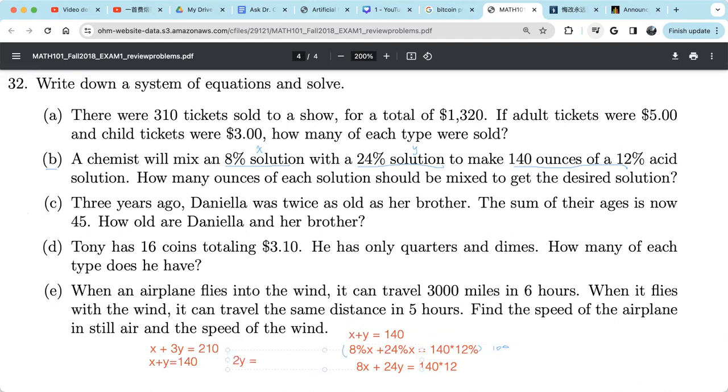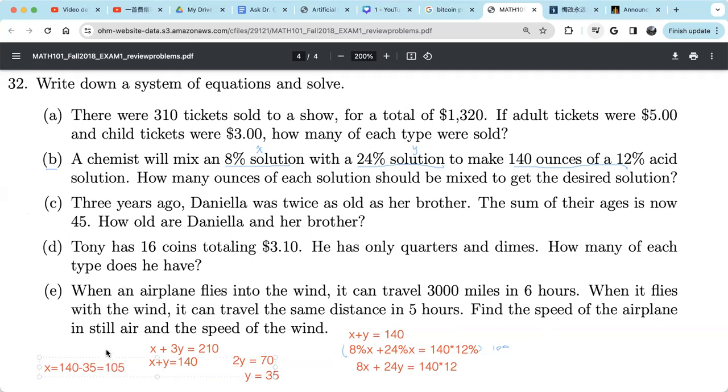210 minus 140, that's 70. So divide by 2 on both sides, y equals 35. If y equals 35, so x equals 140 minus 35, which is, let me move a little bit. So 140 minus 35, this is 105.